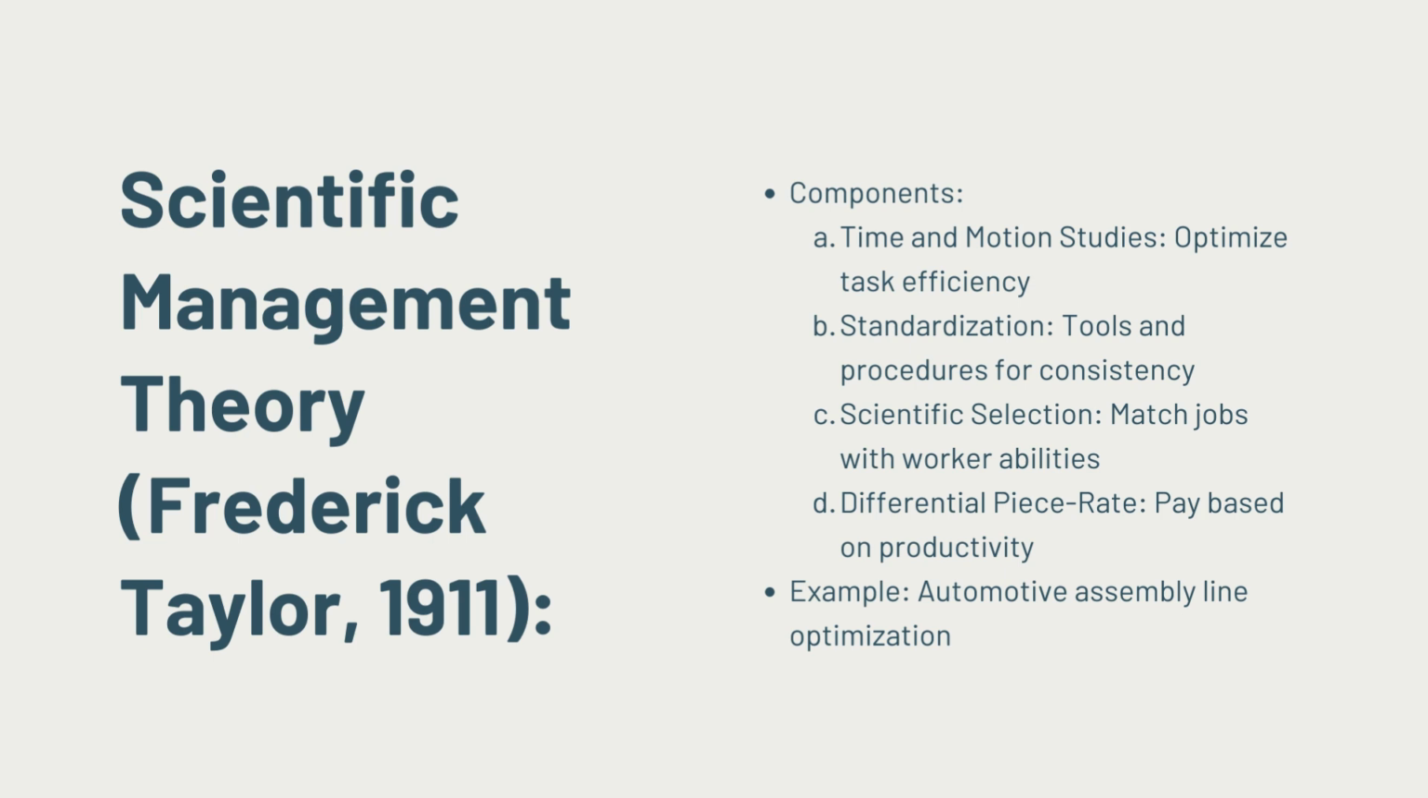Next, we have differential piece rate system. So Taylor introduced the idea of a differential piece rate system where workers are paid based on their productivity. Those who meet or exceed the standard output receive higher pay, while those who don't are paid less. So this system was intended to motivate workers to increase their productivity.